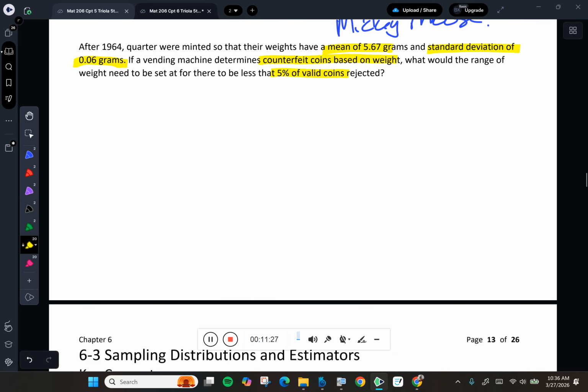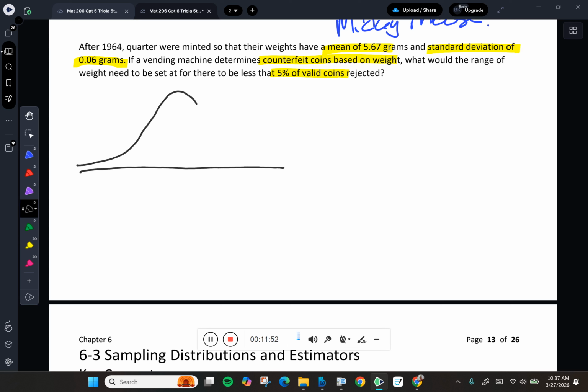Okay, I'm going to think about this one for a second. All right, so there's an error in this problem, and it's my fault. I forgot to add in that the weights of the coins are normally distributed. So we're going to work with that assumption. And so here's what I'm seeing. I'm hoping you're seeing the same thing.